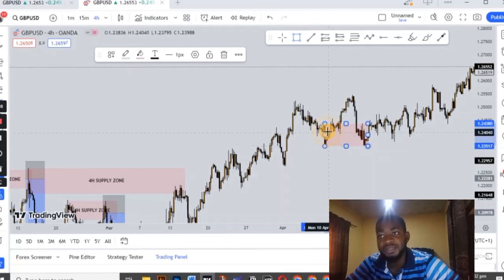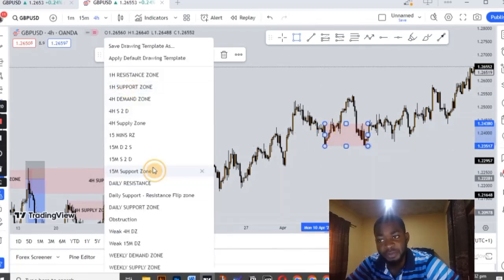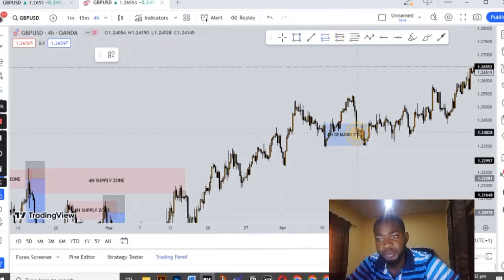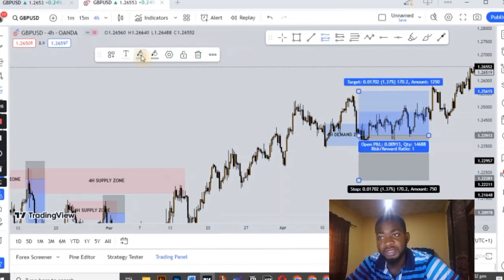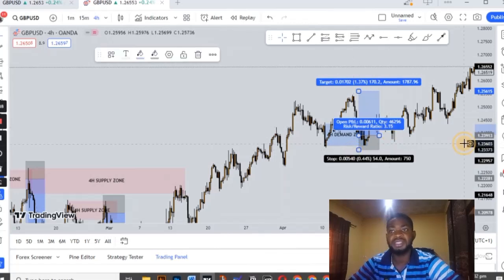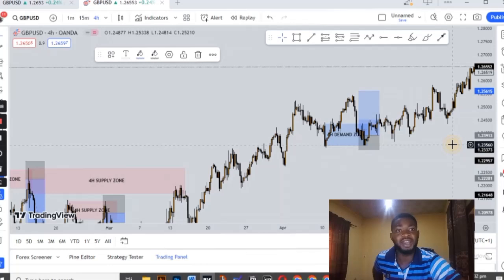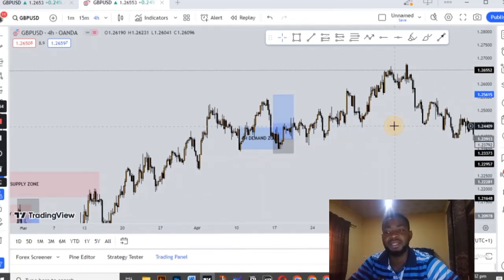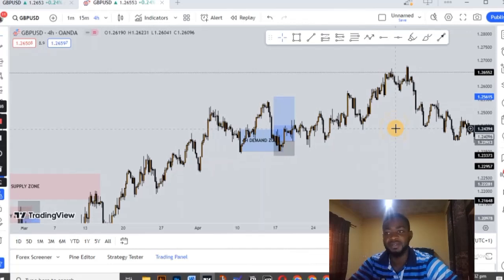Then we'll buy from it. I like to buy from the middle, from the 50%. And I put my stop loss just below the demand zone. Then see, good 1 to 3 risk reward ratio. So that's how I trade. This is how I mark my supply and demand zones perfectly, and I remain profitable in the market. So I hope you guys understand this.